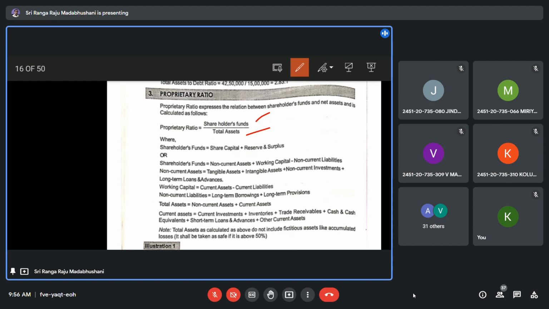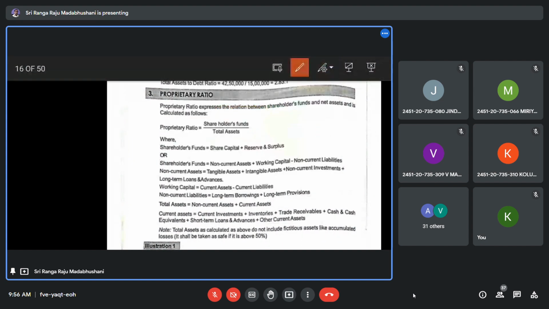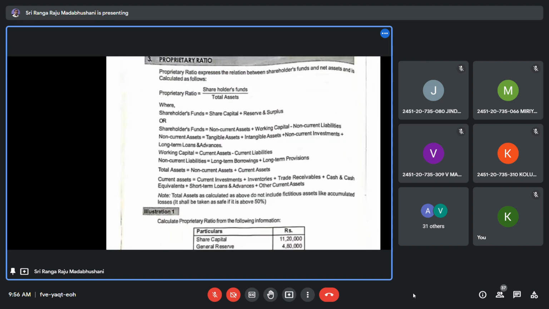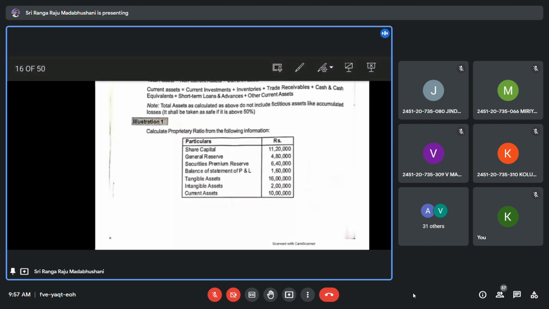Earlier we were seeing how much portion belongs to the outsiders on our total assets. That is outsiders' equity. Now we are going to see the owner's equity. What is the owner's contribution on total assets? If that is above 50% of our investment, then it is prudent, good.